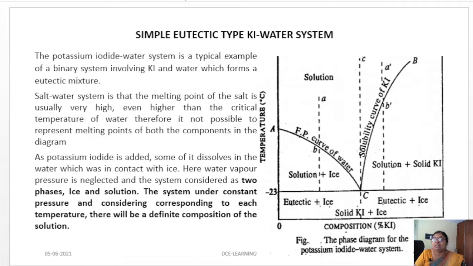By using this phase diagram of the potassium iodide-water system, we can easily separate any kind of mixture.